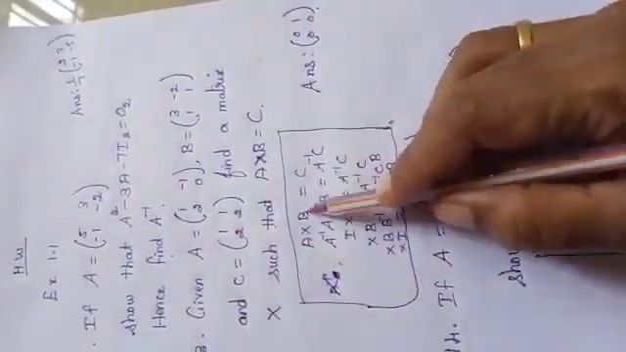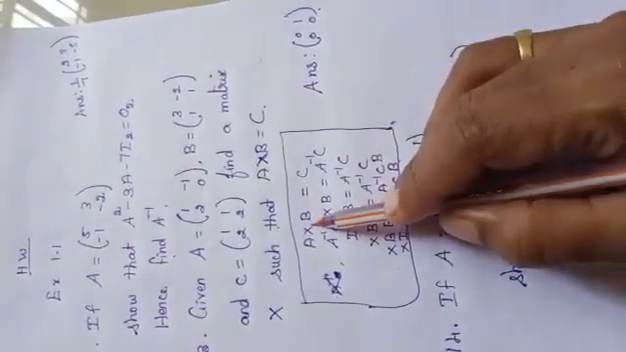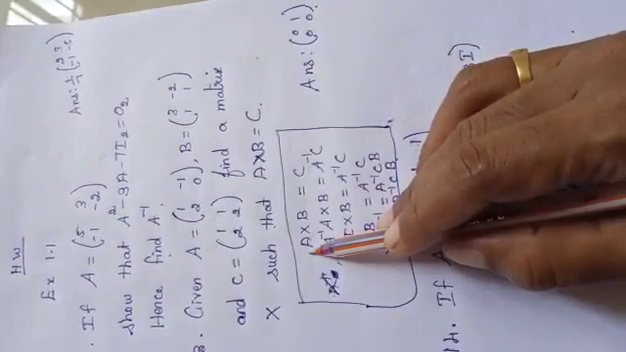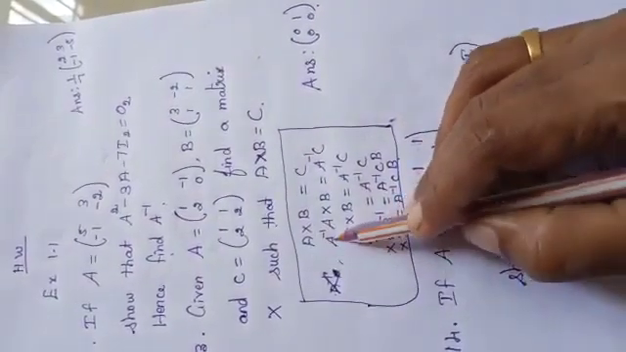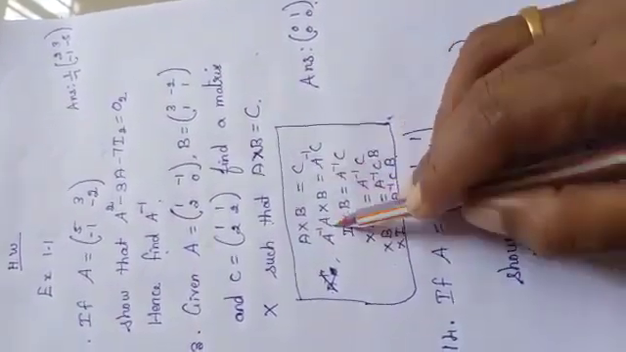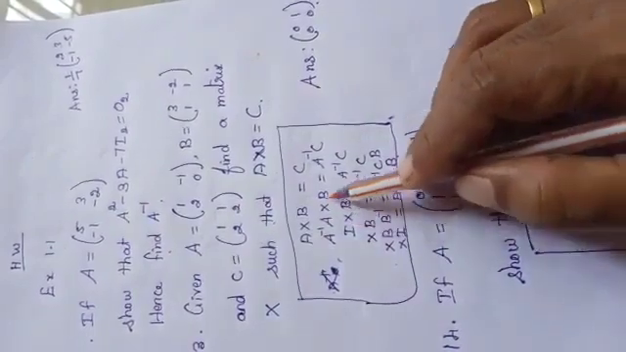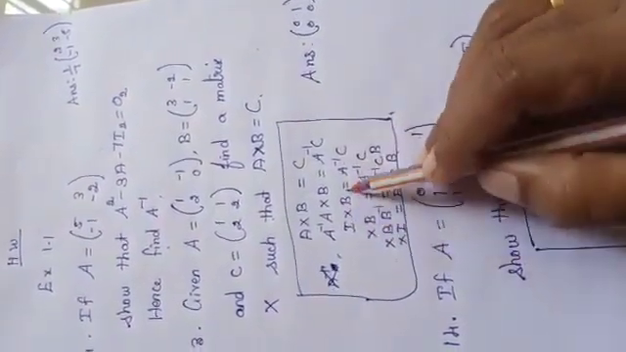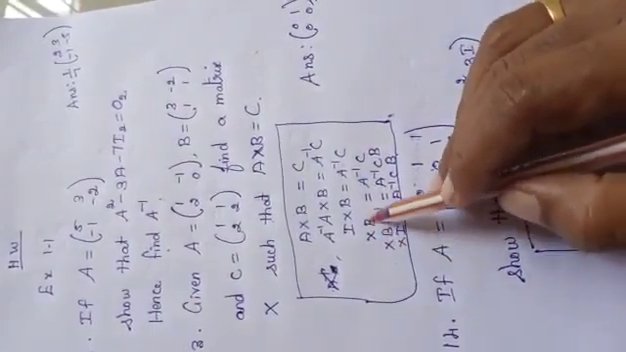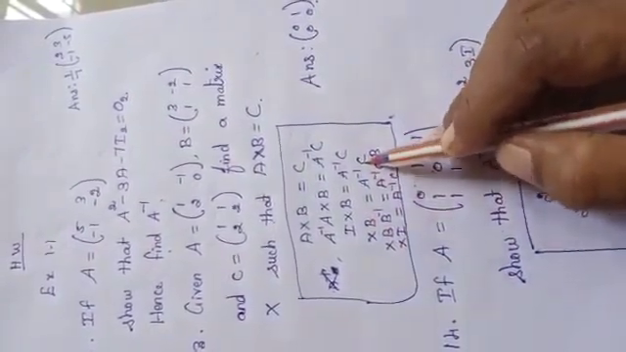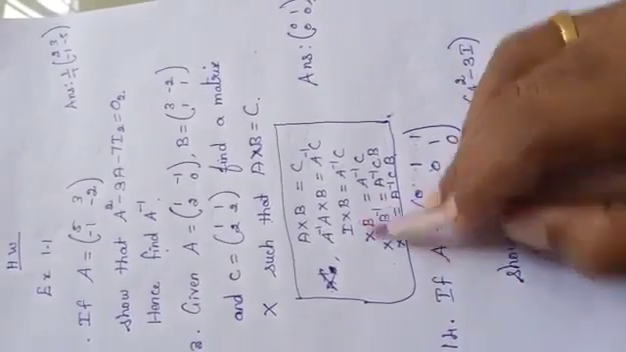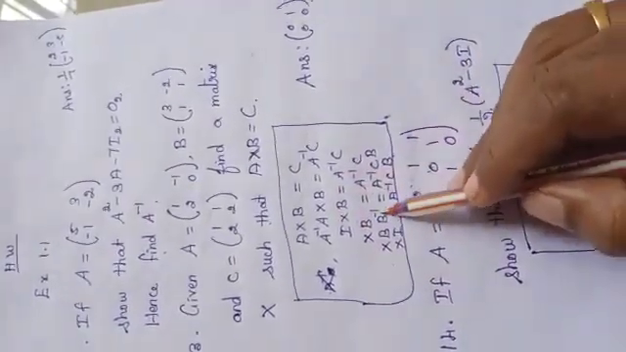A X B equals C. I want only X, so I need to eliminate A as well as B. A is on the left, so pre-multiply by A inverse. Now A inverse into A is I, so X B is equal to A inverse into C on the right hand side, since I into any matrix is the same matrix. Now this B I have to eliminate. What should I do? Post multiply by B inverse.